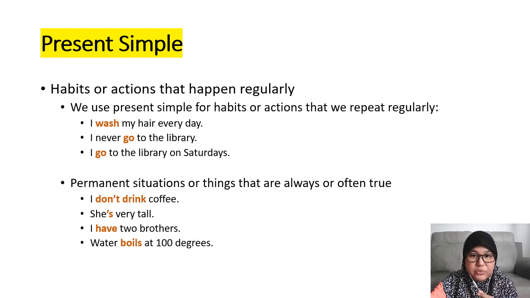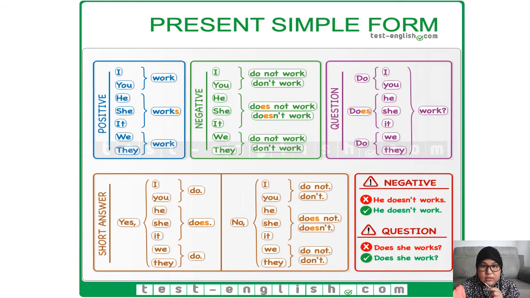Now this is the next slide. I want to show you an example of present simple form. For positive form, this one is very common. Benda ni awak dah pernah belajar, which you always see. I work. You work. We cannot put s at the back. Untuk I dengan you kita tak boleh letak s.